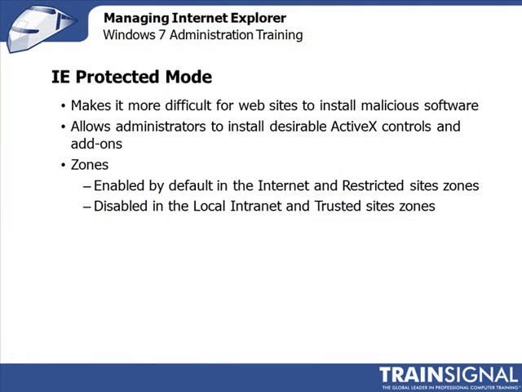Internet Explorer 7 added the concept of what's called protected mode, and that mode carries over to Internet Explorer 8. This makes it more difficult for websites to install malicious software on your machine. It allows administrators to install desirable ActiveX controls and add-ons. By default, protected mode is enabled in the Internet and restricted sites zones in Internet Explorer, but it's disabled in the local intranet and trusted sites zones.